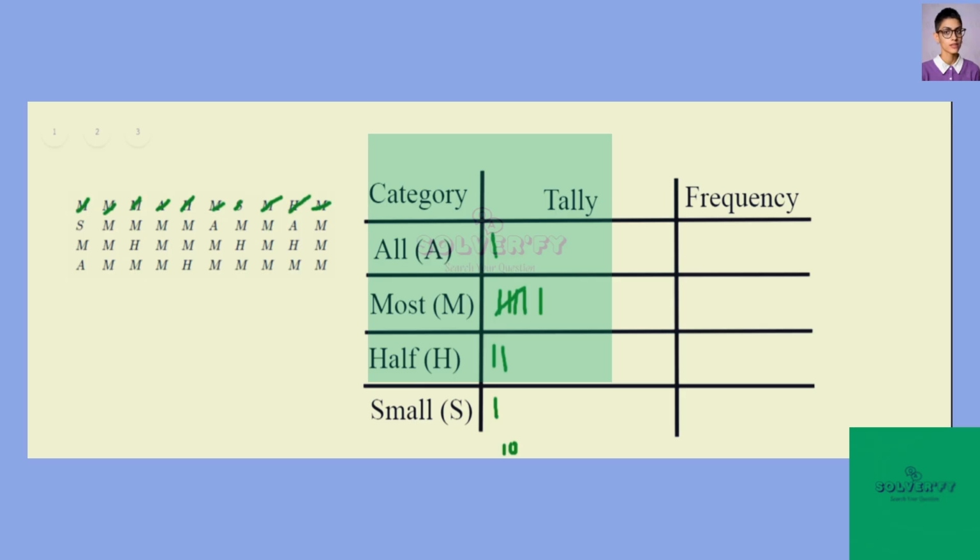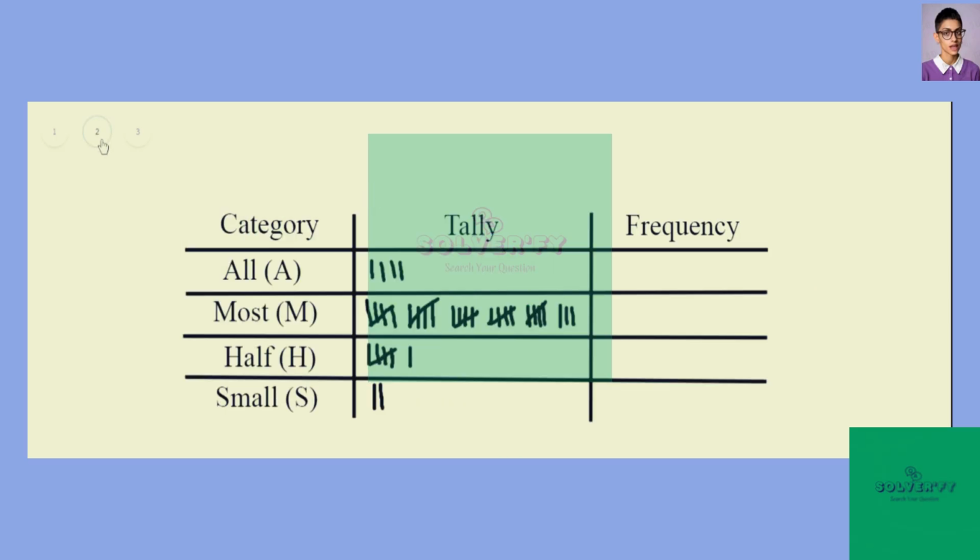So once you complete that, you should end up with the final result. I ended up with 4 A's, 28 M's, 6 H's, and 2 S's.